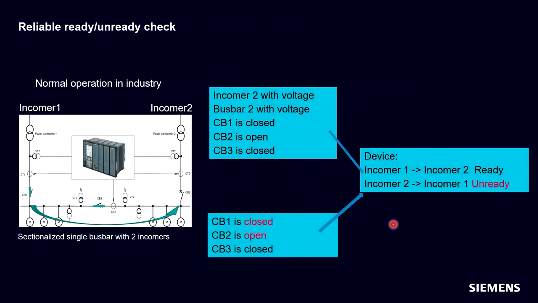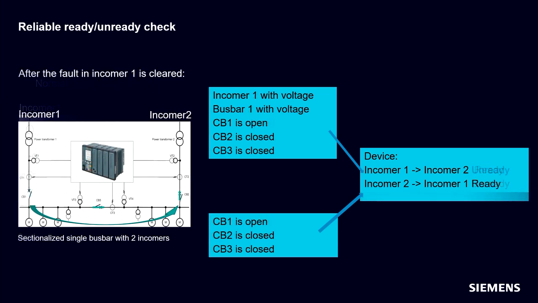So now we have a closer look here. We want to transfer the load from incomer 1 to incomer 2. That means this direction is ready, so we need to close the tie CB to do that. The other way around is unready, so we can only switch in one direction. After the fault is cleared, we want to switch back, and this can be done manually, so that we come from incomer 2 to incomer 1 to return to the normal operation.